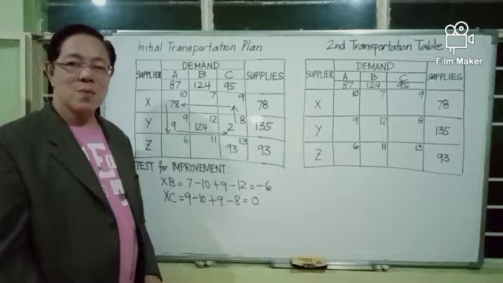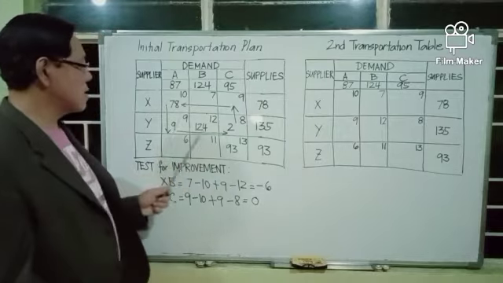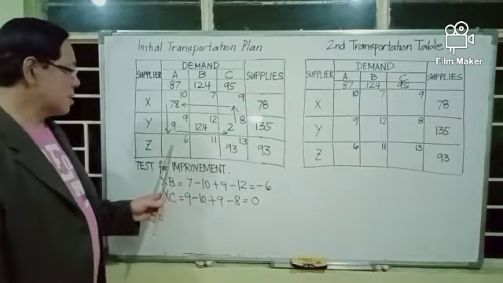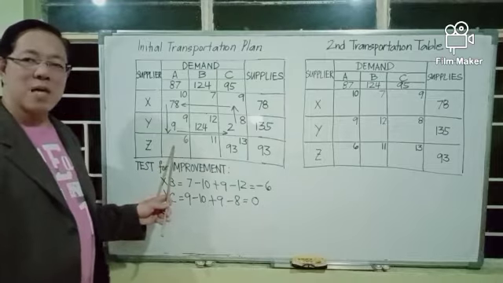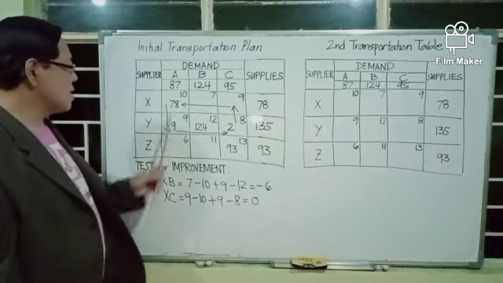Again, I will remove this closed path and we will now consider this third vacant cell, ZA.